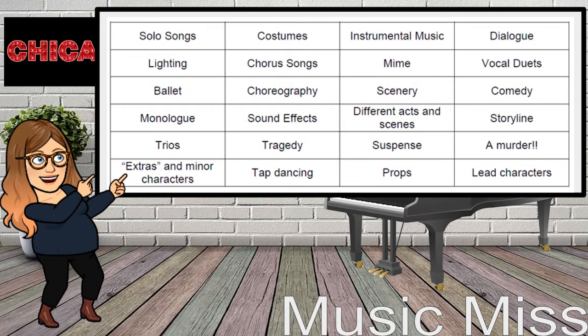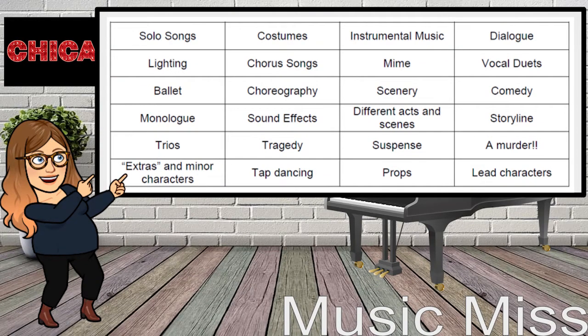Lighting is the special lights that are used during a production. Chorus songs. This one's a little bit interesting because when we talk about song structure, the chorus is the bit that gets repeated and is the same every time in the song, like a little chunk of the song that everyone knows. A chorus in a play or a musical is different. The chorus is the name for the whole group of actors together, including any extras or minor characters.